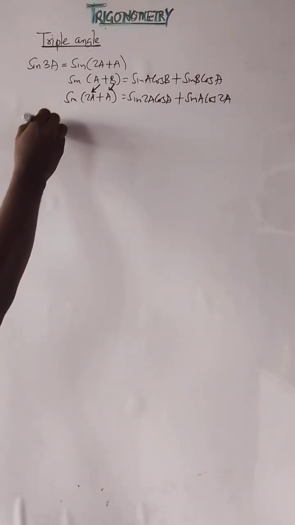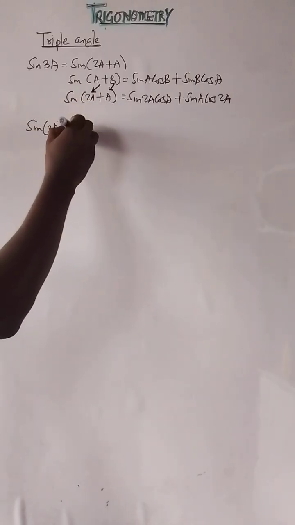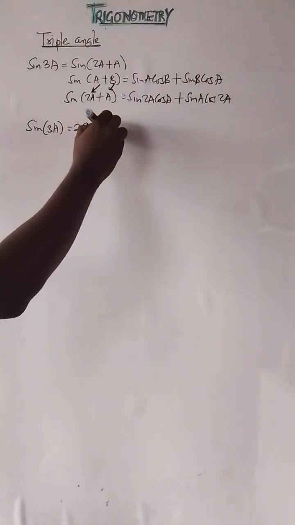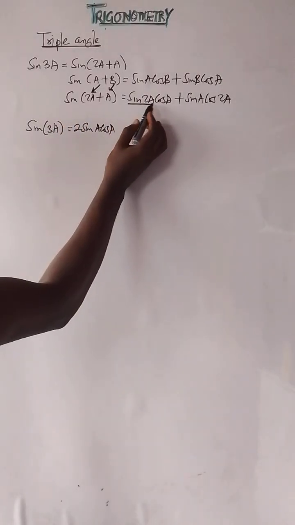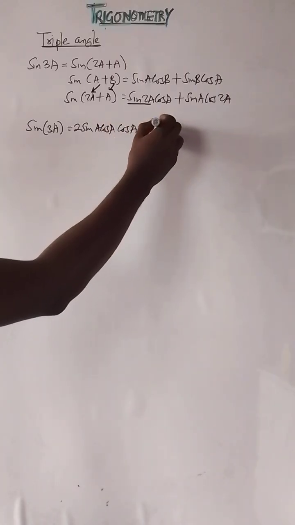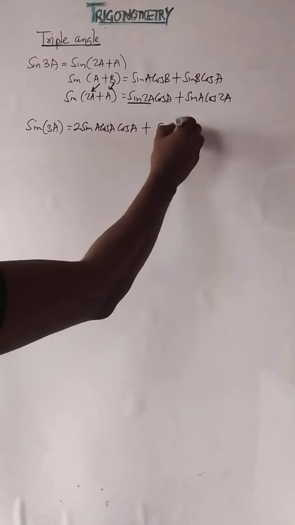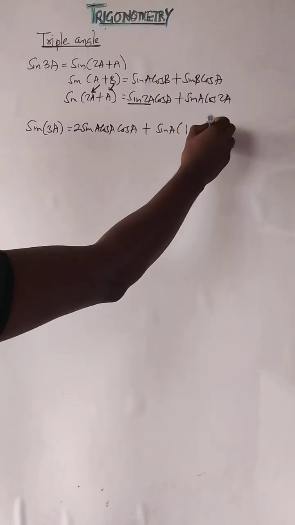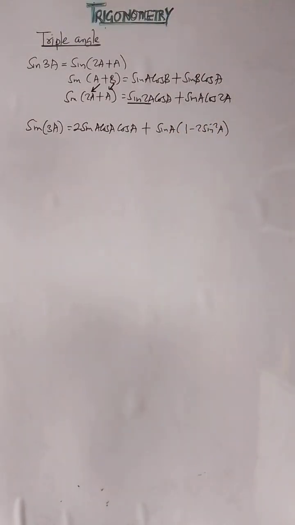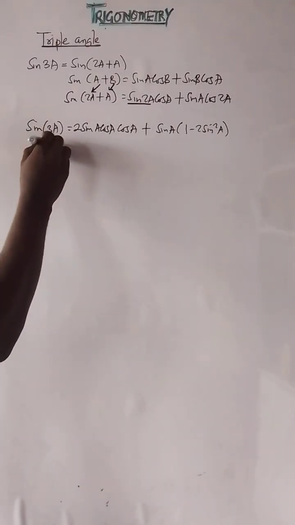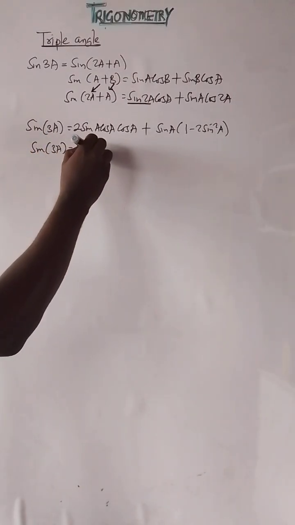So from here, sine 2A plus A, back to 3A, equals what? Sine 2A is 2 sine A cos A. This represents only sine 2A. Then we have cos A plus sine A times cos 2A. What's cos 2A? Since it's sine, the best is to express the answer in terms of sine also. Cos 2A has two identities, and we are going to use the one with sine. Cos 2A is 1 minus 2 sine square A. It also equals 2 cos square A minus 1, but in this case we are going to use sine.